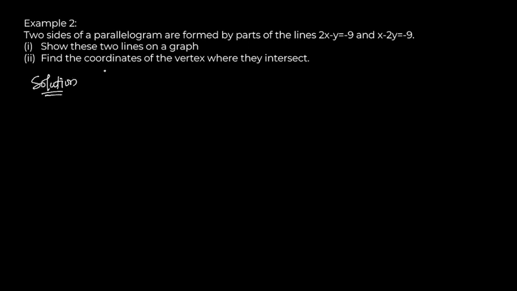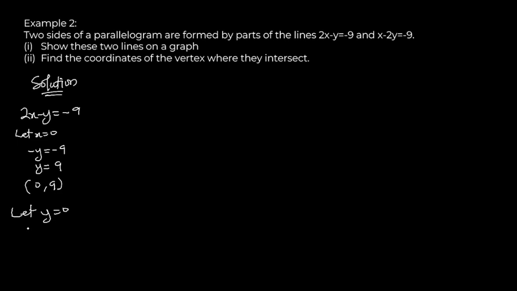The first thing we say is, for the equation 2x minus y is equal to -9, we say let x be 0. And if x is 0, we have -y is equal to -9, and therefore it means that our y is equal to 9. So we have the coordinates 0 and 9. So we now say let y be 0. If y is equal to 0, now we have 2x is equal to -9, and then x will be equal to -9 on 2. So the second coordinate will be -9 on 2 and 0.